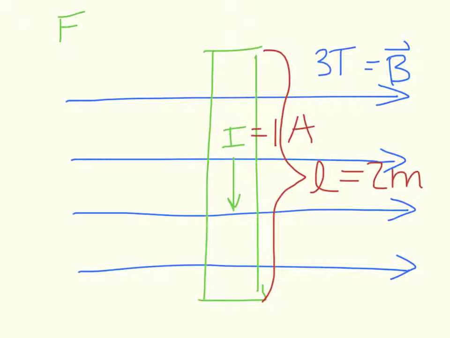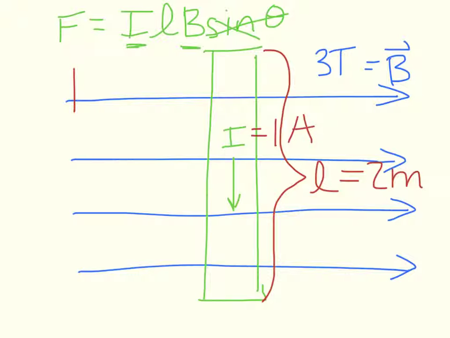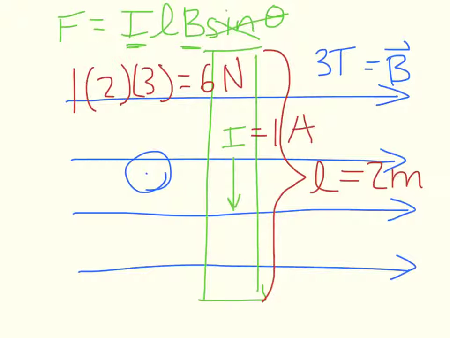Let's give this a shot. Force is equal to ILB sine of theta. I made this problem really simple by making sure that I was perpendicular to B, so we don't have to worry about sine theta. But it's always good to remember that sine theta is a factor. So I was 1 ampere times 2 meters times 3 Tesla. We end up with 6 newtons. And by the right-hand rule, we can calculate the direction. You'll find that the direction is perpendicular to both I and B, and it's out of the page.